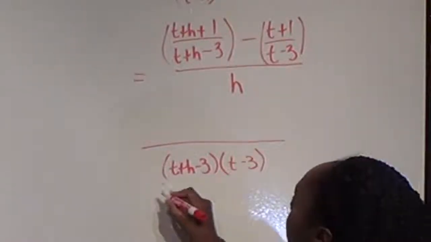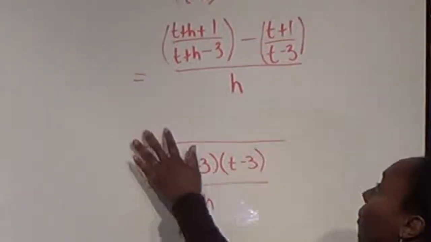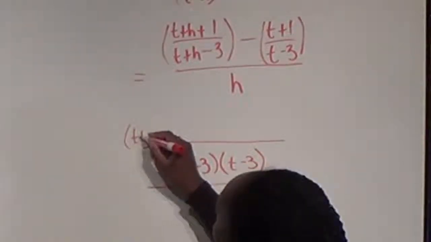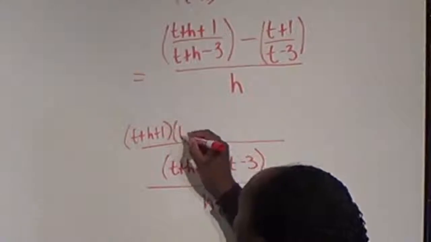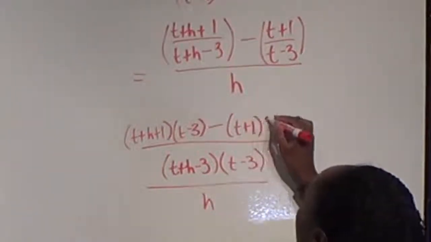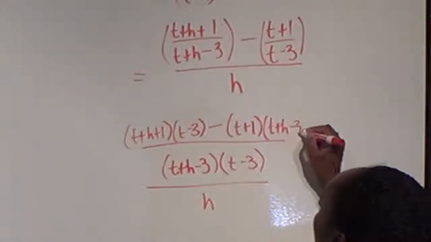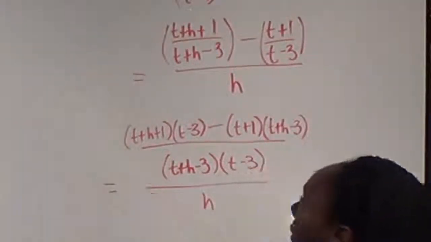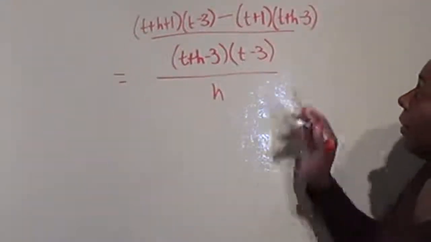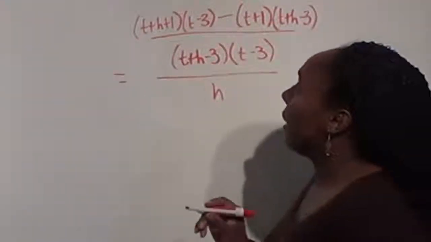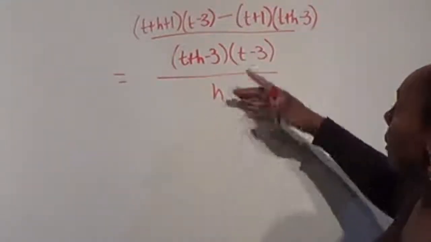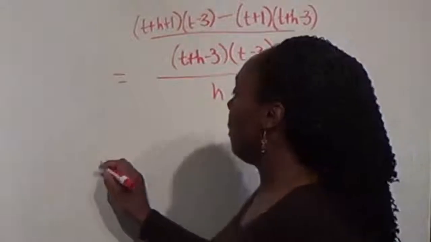On the top, I need to multiply by the missing pieces. So we'll get a t plus h plus 1 times the t minus 3, minus t plus 1 times t plus h minus 3. Now it's a matter of multiplying out and combining like terms. Notice the complex fraction here, we can invert and multiply to get that down.